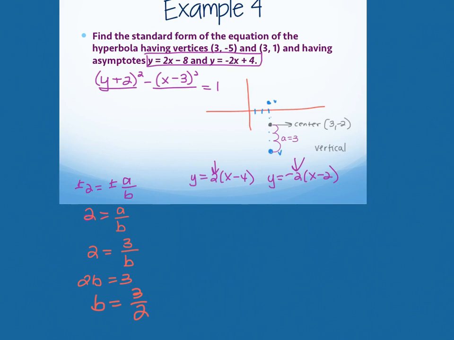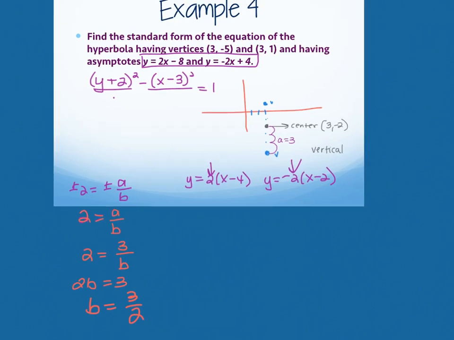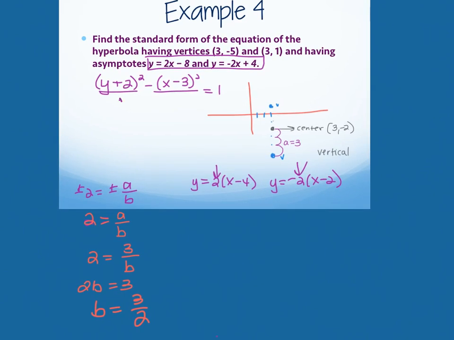So A squared is going under the y plus 2. A squared was 3, which means this is 9. B squared is going under x minus 3, which means that's 9/4. You with me so far?